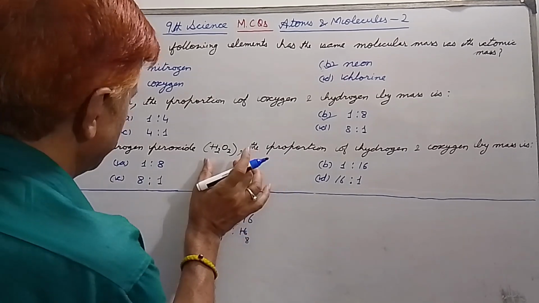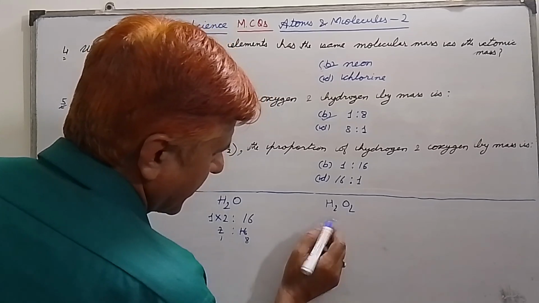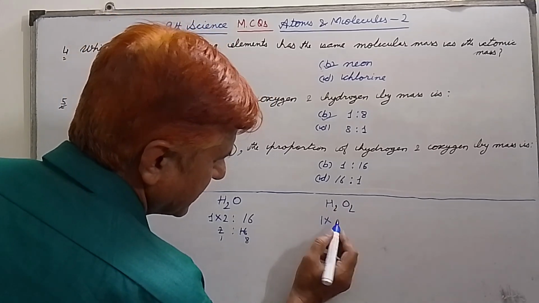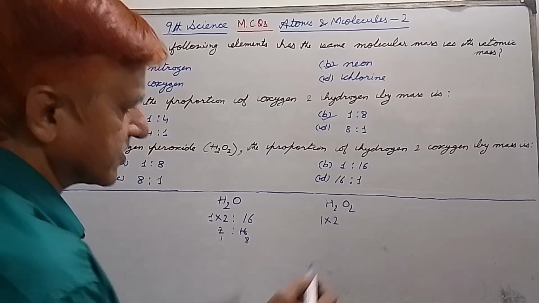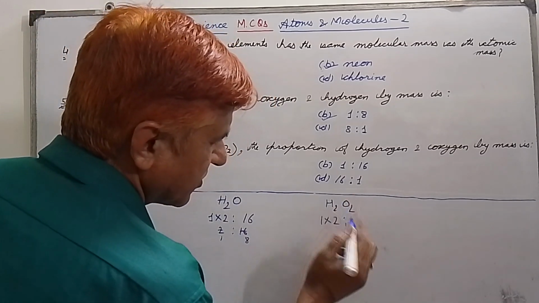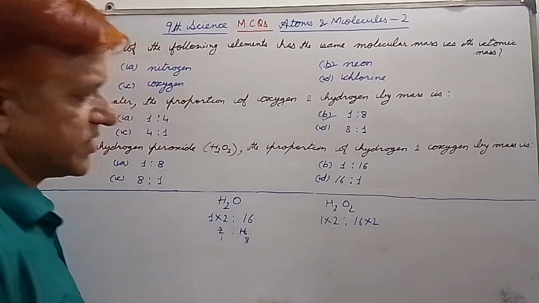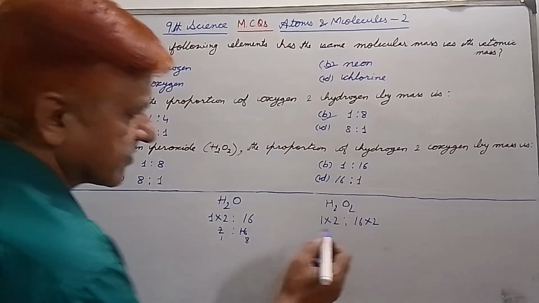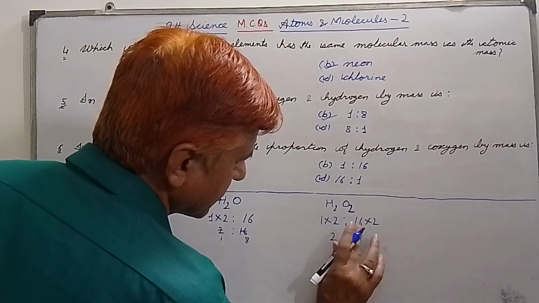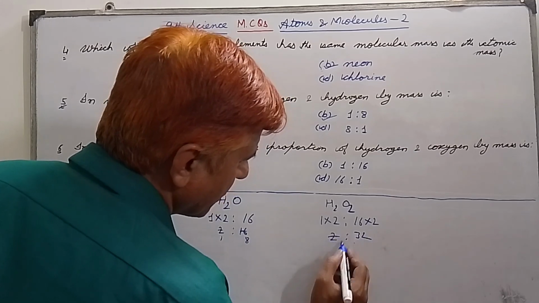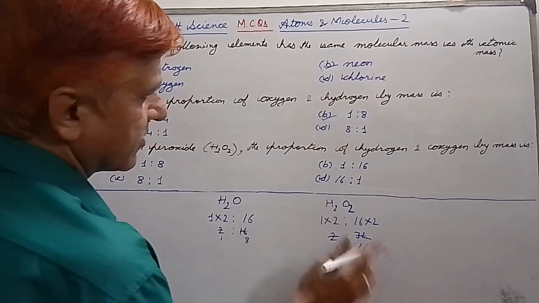So again, hydrogen peroxide, chemical formula H2O2. The atomic mass of hydrogen is 1, multiplied by 2 because there are 2 atoms of hydrogen, and the atomic mass of oxygen is 16 multiplied by 2 because there are 2 atoms of oxygen in H2O2. So 2 is to 32, that is 1 is to 16. So B is the correct option.